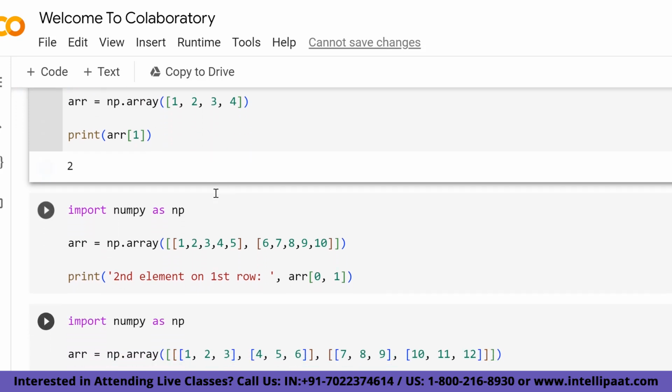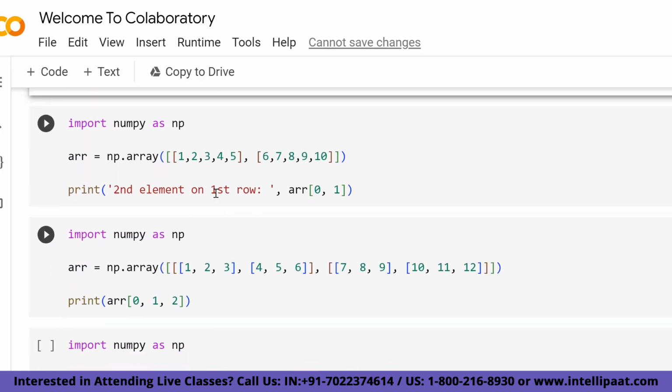Now let us understand accessing the elements of a 2D array. So suppose we have our array equals np.array, then 1 2 3 4 5 and 6 7 8 9 10, and I want to print the second element on the first row. Okay guys, so basically this array would be initialized as a matrix. So we are printing the second element on the first row. And I would advise you to write this array in matrix form on pen and paper, then you could try to find out the answer.